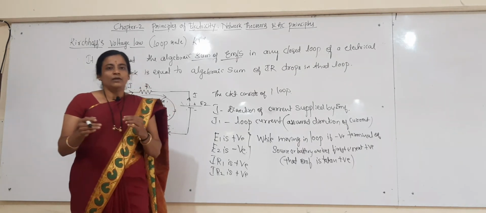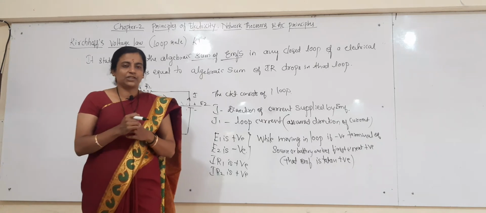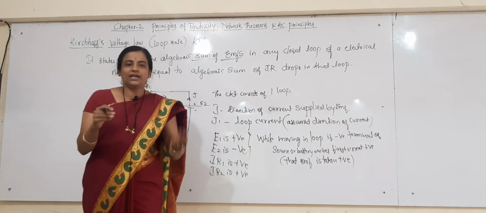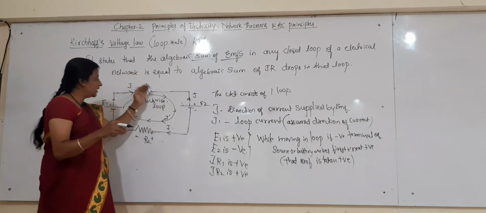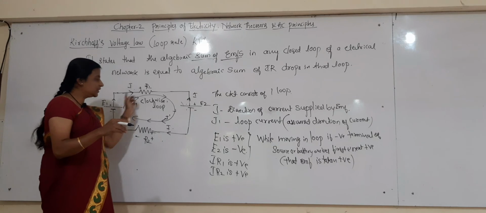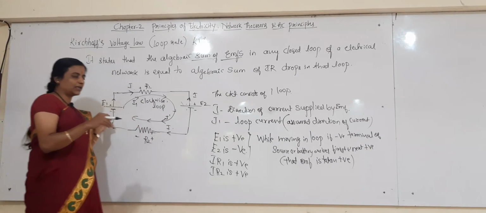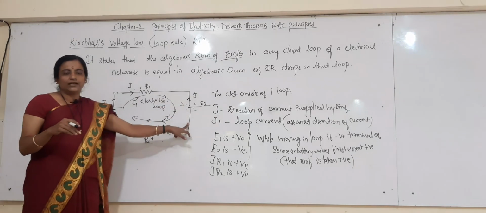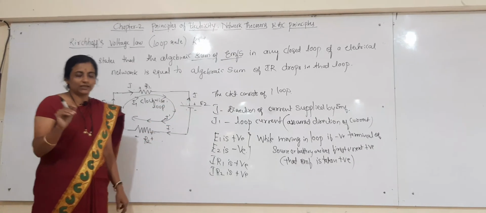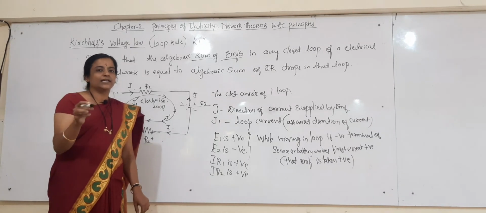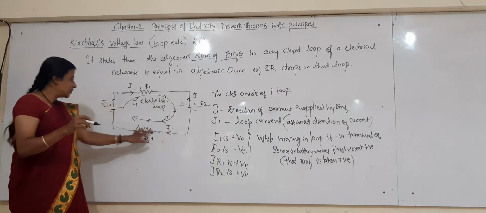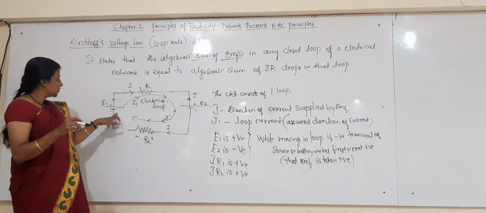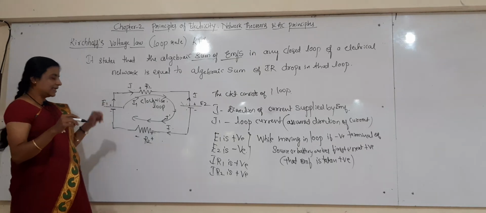If you go by the statement of the sign convention given in the textbook, it is a little bit complicated. Instead of that, in a loop, whichever direction you are moving, say clockwise, whenever the battery's positive terminal arrives first, that battery is taken as negative. If you continue to move, and negative arrives first for this battery, that means this battery is taken as positive.